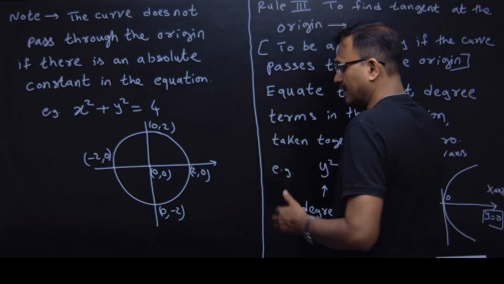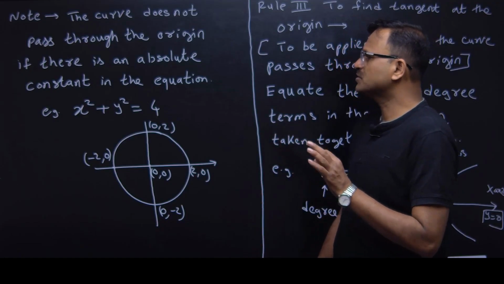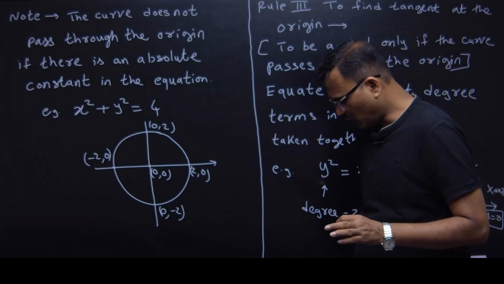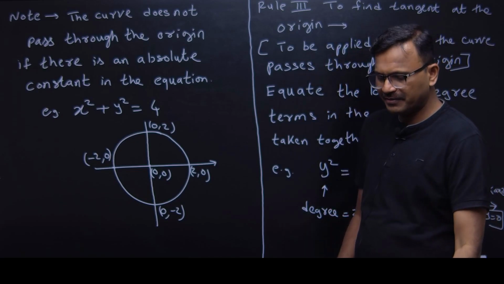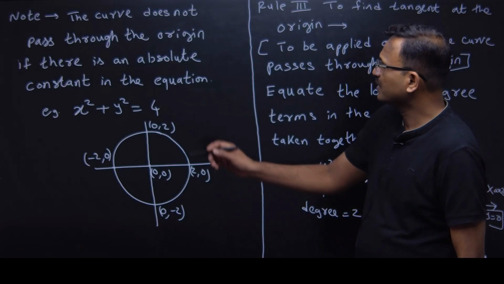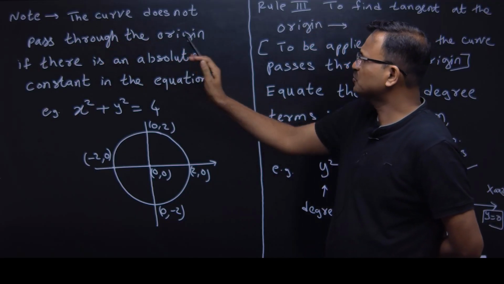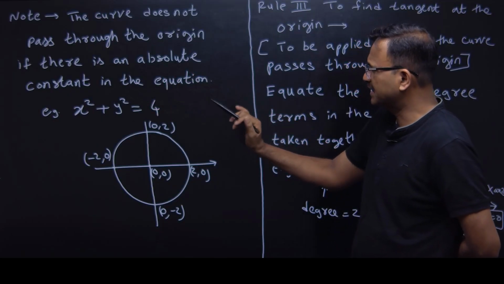Remember that the curve does not pass through the origin if there is an absolute constant in the equation. An absolute constant means a constant which is not multiplied by any variable like x or y. In that case, the curve will not pass through the origin. What does this rule or note tell us? That the curve does not pass through the origin if there is an absolute constant in the equation.